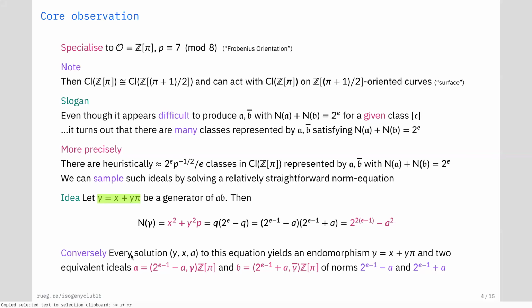In fact, the converse of this construction is true. If you have a solution to this norm equation, so if you have some x, y, and a satisfying x squared plus y squared p equals 2^(2E-1) minus a squared, then you can write down this endomorphism gamma here, and we get two equivalent ideals of this shape, whose norms are 2^(E-1) minus a and 2^(E-1) plus a. So in particular, the sum of their norms is 2^E.